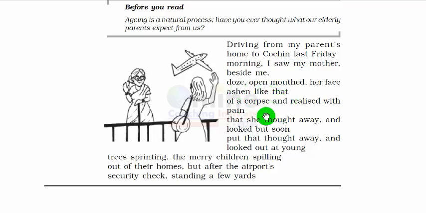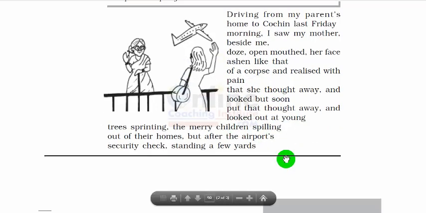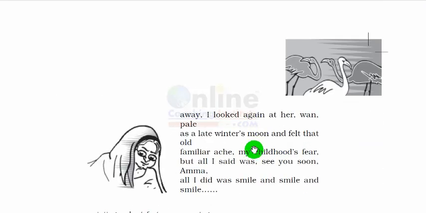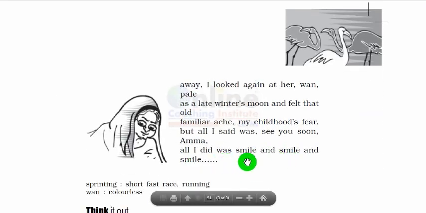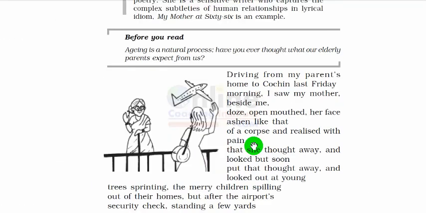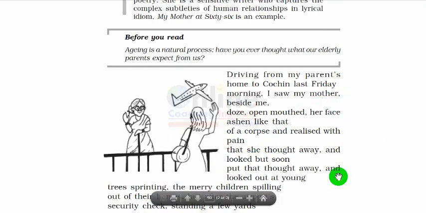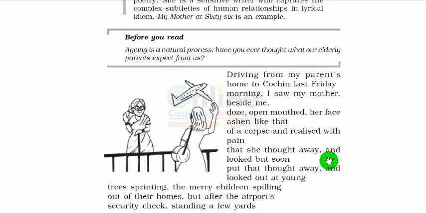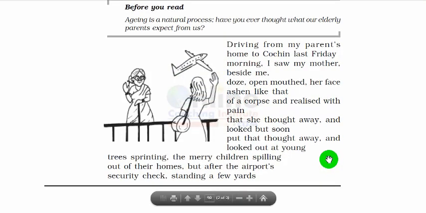And what else is there? Yes, you might find some repetition also, as you can see, smile and smile. This is also a poetic device. Students, if you talk about the rhyme scheme, in this poem a rhyme scheme has not been used, and this poem is in free verse.